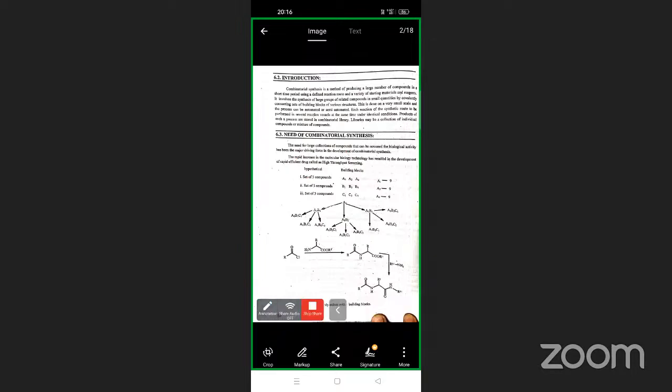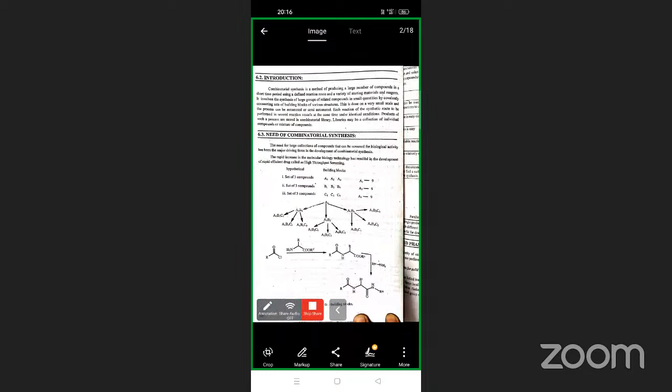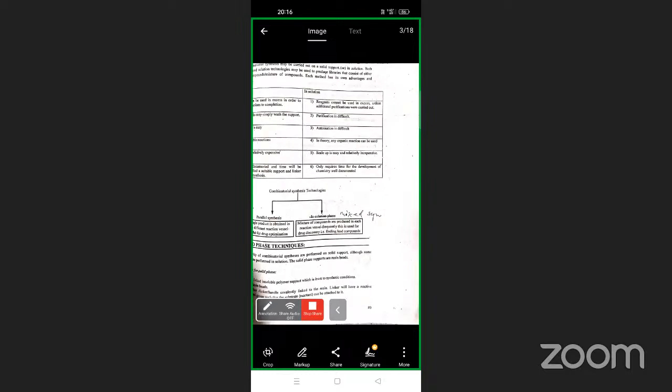Next, differences. Generally, this combinatorial synthesis is suitable in the solid phase, in the solid medium here. So what are the differences between this solid medium and the solution medium? Most of the reactions, 95% of the reactions, are carried out in the solution phase. And the solution phase is a very convenient method.